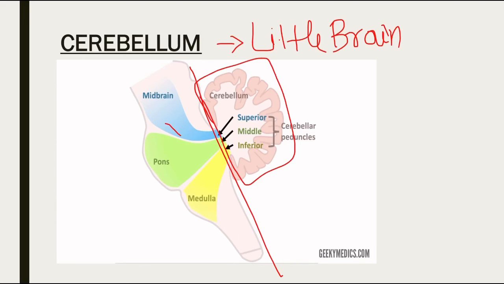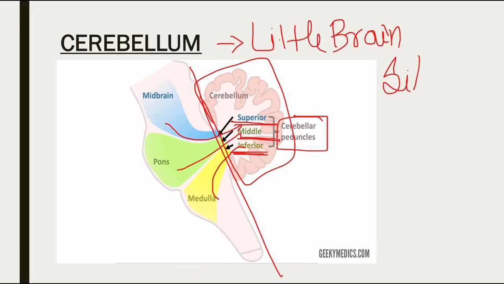It is connected to the midbrain, pons, and medulla with the help of cerebellar peduncles. The cerebellum is connected to the midbrain with the help of the superior cerebellar peduncle, to the pons with the help of the middle cerebellar peduncle, and to the medulla with the help of the inferior cerebellar peduncle.